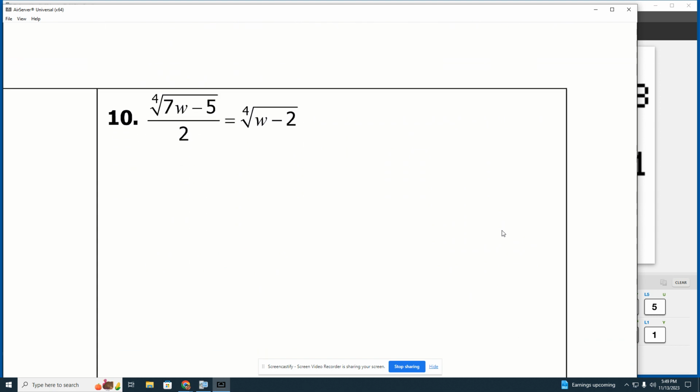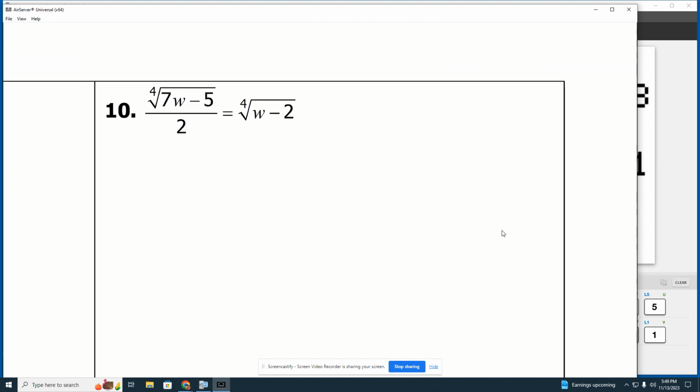Again, I want to work this one out. Some people will see this divided by 2, and that'll freak them out a little bit. Well, most of the time, we don't like working with fractions at all. And what do we do to get rid of divided by 2? Well, we multiply by 2. So what I did personally, just so I didn't have to work with this fraction, I multiplied by 2, and it left me with the fourth root of 7w minus 5 equals 2 times the fourth root of w minus 2.